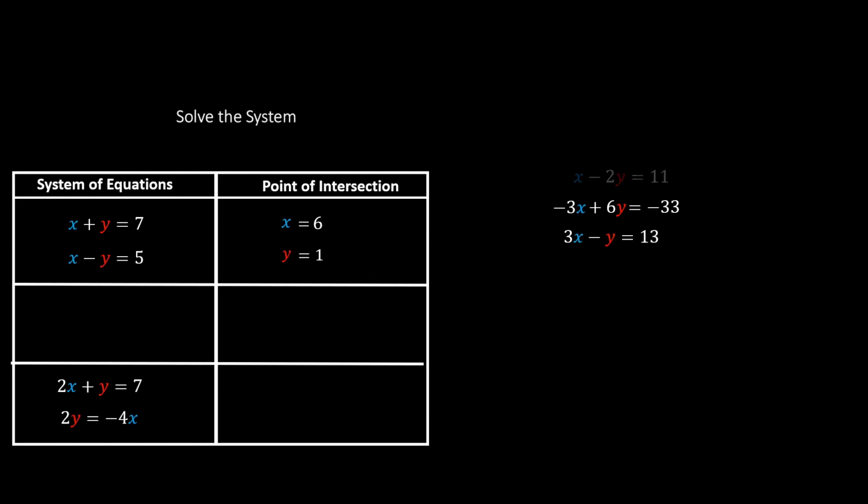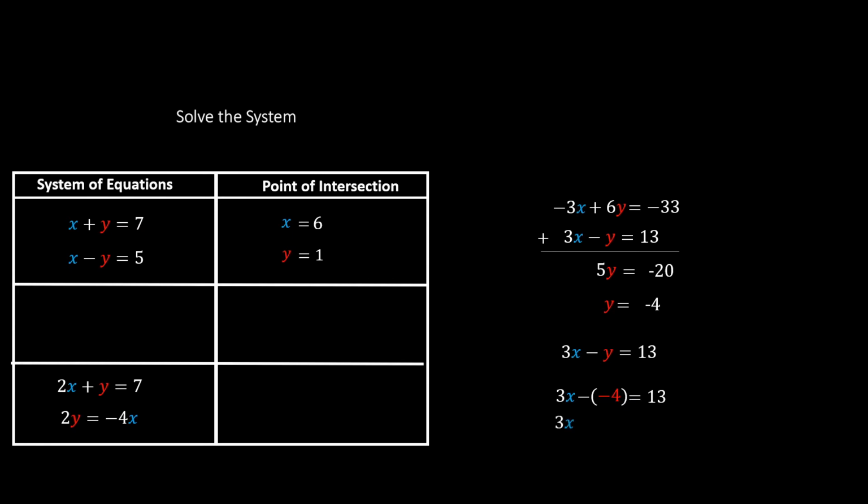Now, if we add these two equations, we get negative 3x plus 3x, which cancels out, 6y plus negative y, which is 5y, and negative 33 plus 13, which is negative 20. Now, if we divide by 5 on both sides, we get y is equal to negative 4. Now, if we substitute negative 4 into the equation 3x minus y is equal to 13, we get 3 times x minus negative 4 is equal to 13.